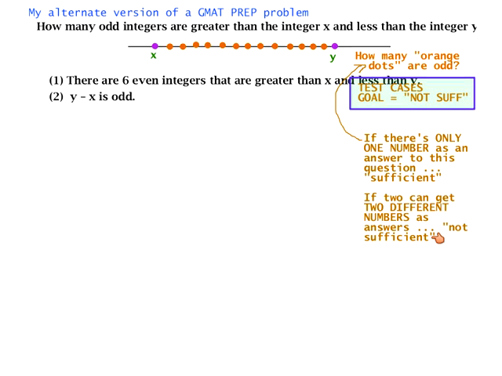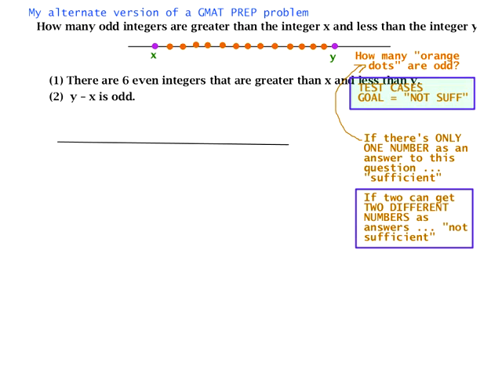So let's take a look. But this is the goal. I'm trying to get two different numbers. So statement 1. There are 6 even integers that are greater than x and less than y. So that means that 6 of these dots would be even. Let's just draw a number line there. We can just pick a random x and then just make dots until we get that.